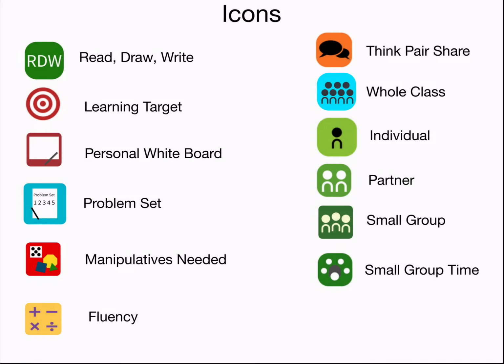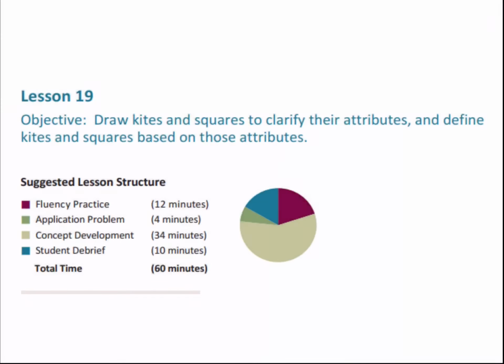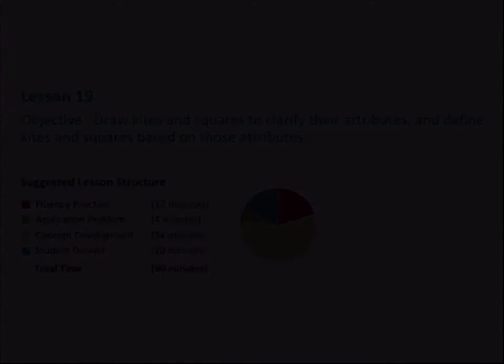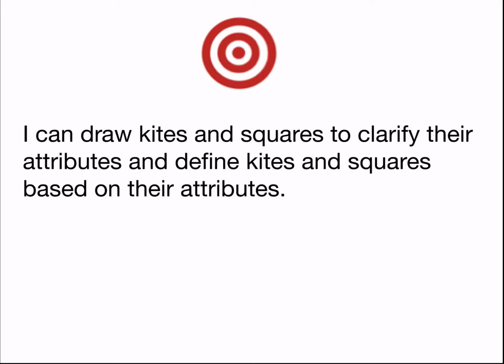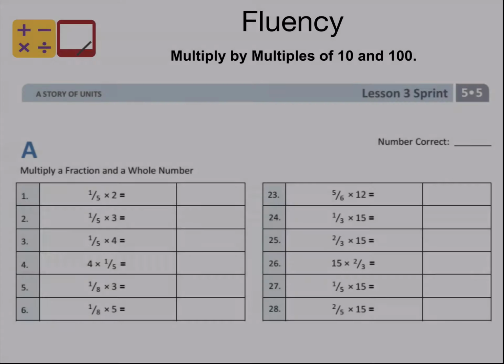So I'm going to go through Lesson 19. Our objective today is to draw kites and squares to clarify their attributes and define kites and squares based on those attributes. So here's your target. I can draw kites and squares to clarify their attributes and define kites and squares based on their attributes.